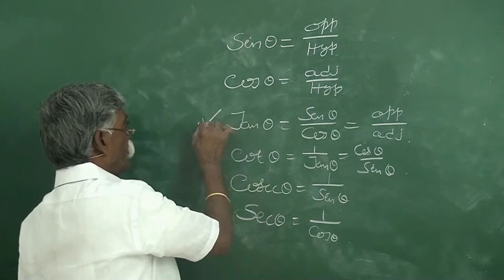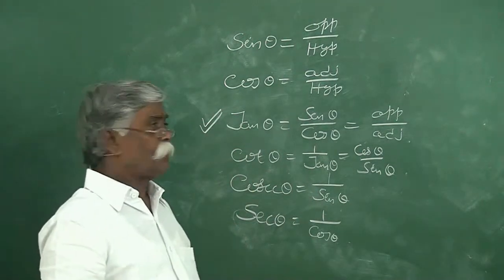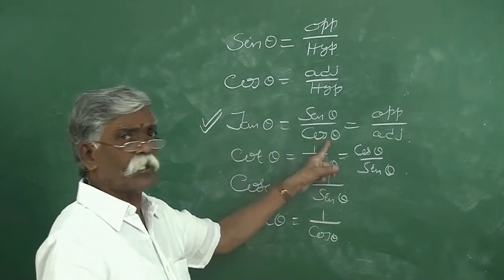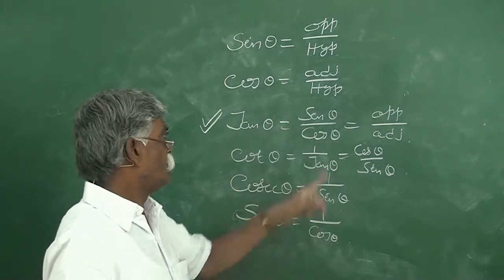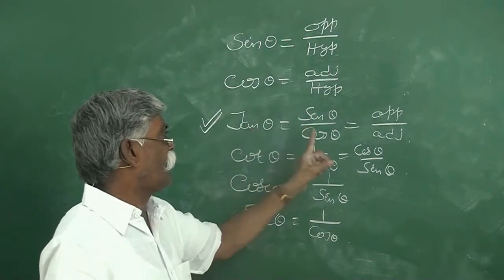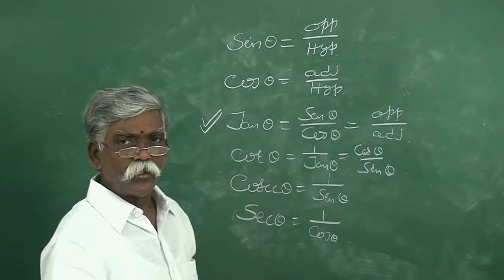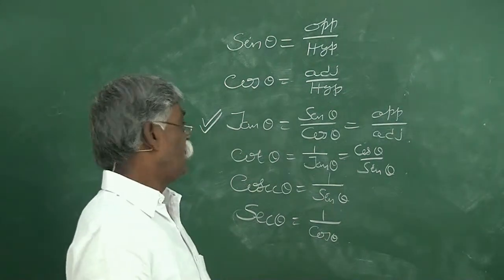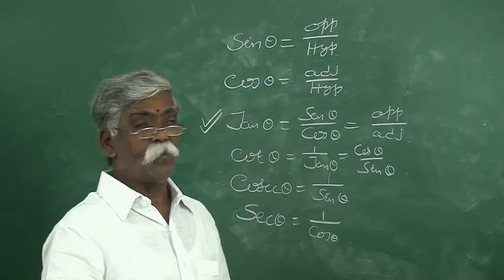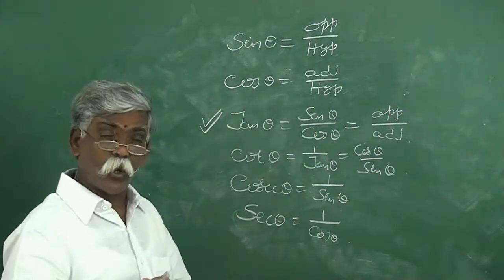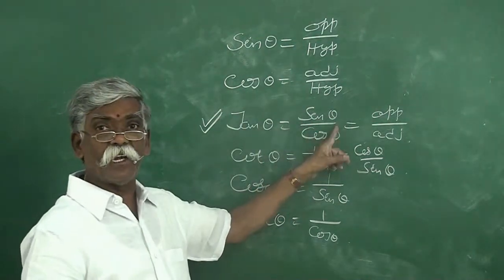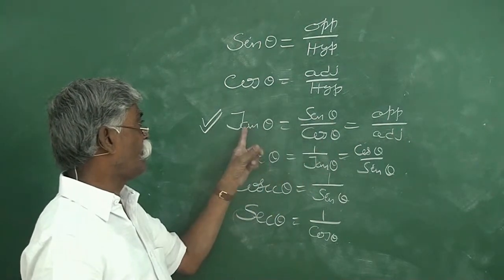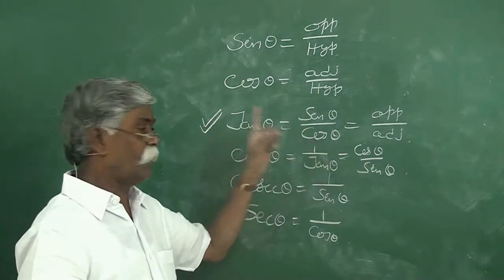And here the important thing which we have to observe is, when tan theta and cos theta values are known, sin theta is nothing but tan theta into cos theta. So to solve the problems within a short time, we must be alert about all these things also. First thing is tan theta is sin theta by cos theta. Hence from this, sin theta is equal to tan theta into cos theta.